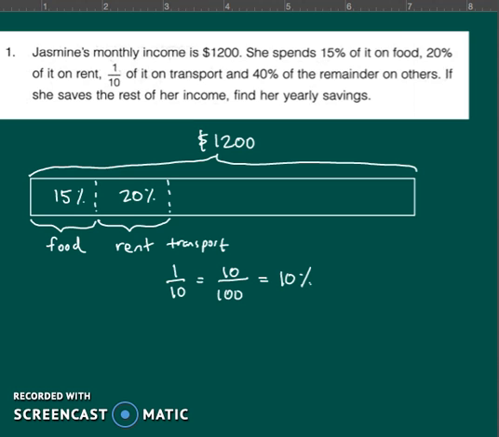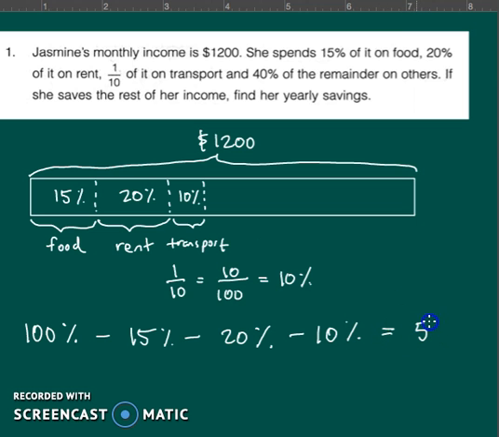And 1/10 will translate to 10%. So about that much. And then 40% of the remainder on others. So let's find out how much the remainder is. So she spent 15% on food, she spent 20% on rent, and 10% on transport, which left her with 55% of her original income.